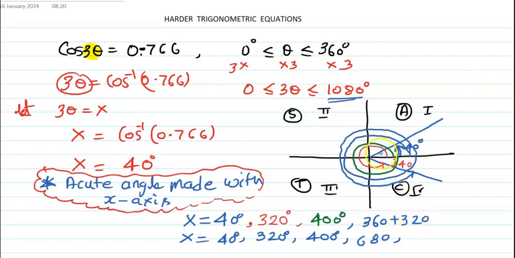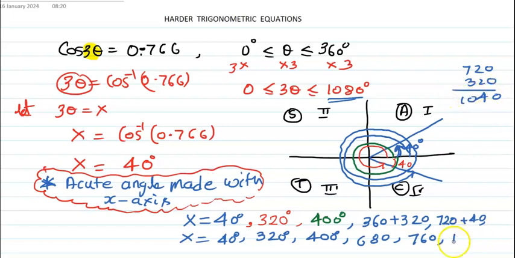You take 720, two rounds, then 720 plus 40. So 720 plus 40 is 760. And the last angle will be 720 plus 320. If you add 720 plus 320, it should be 1040. Is that okay? Which is very close to 1080.